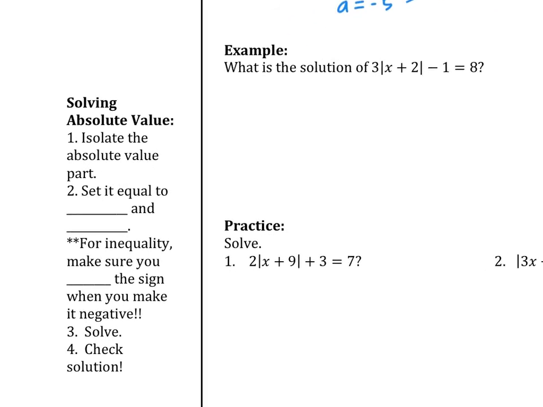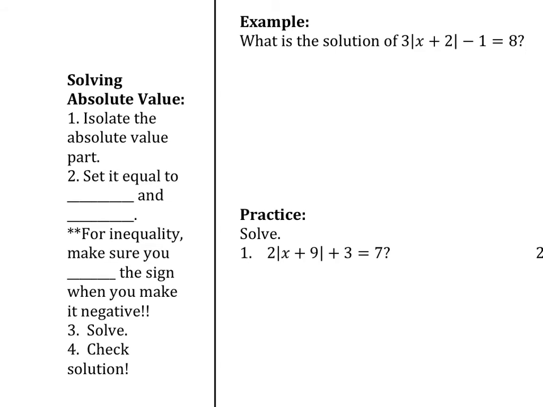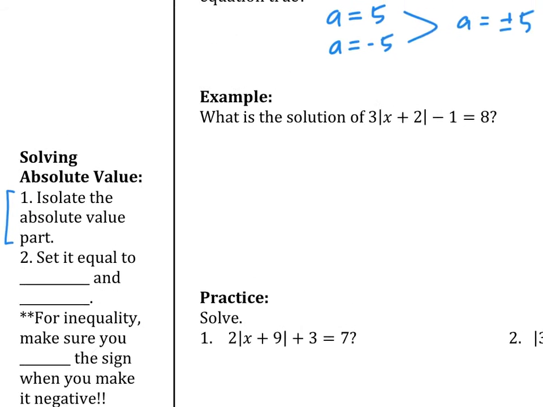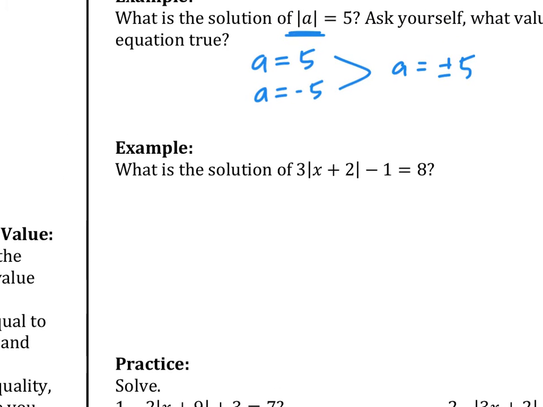So I have here a procedure to solve absolute value. The first is you always want to isolate the absolute value part. Isolate means get it by itself. So let's do that first. So let's look at this first example here. What is the solution of 3 absolute value x plus 2 minus 1 equals 8? So the first thing I said was isolate the absolute value. The absolute value is stuck in here. We want to get it by itself. So the first thing we want to do is add 1 on both sides, because that is the farthest away from absolute value. So we solve that first.